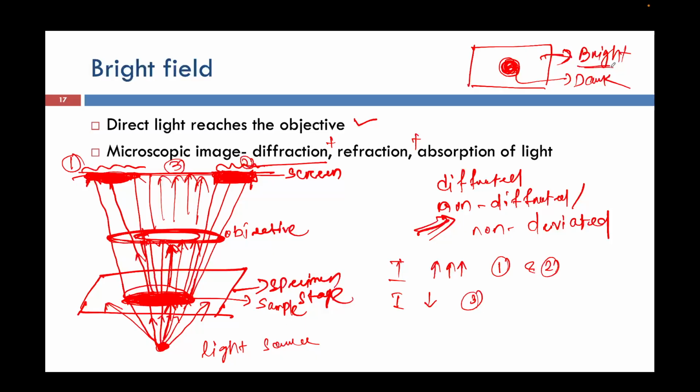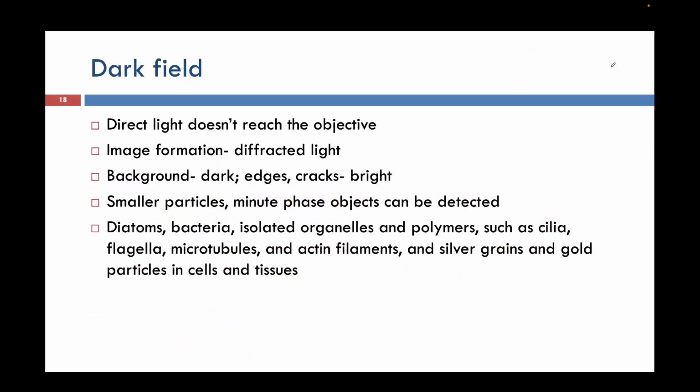If we reverse the situation, in the case of dark field, what will happen? In bright field, the direct light was reaching the objective. Here the direct light is not reaching the objective. We'll see how. In bright field, the image formation was due to diffracted light, non-diffracted light, absorption of light, everything. But here only the diffracted light will contribute to the image formation, and dark field means the background is dark.